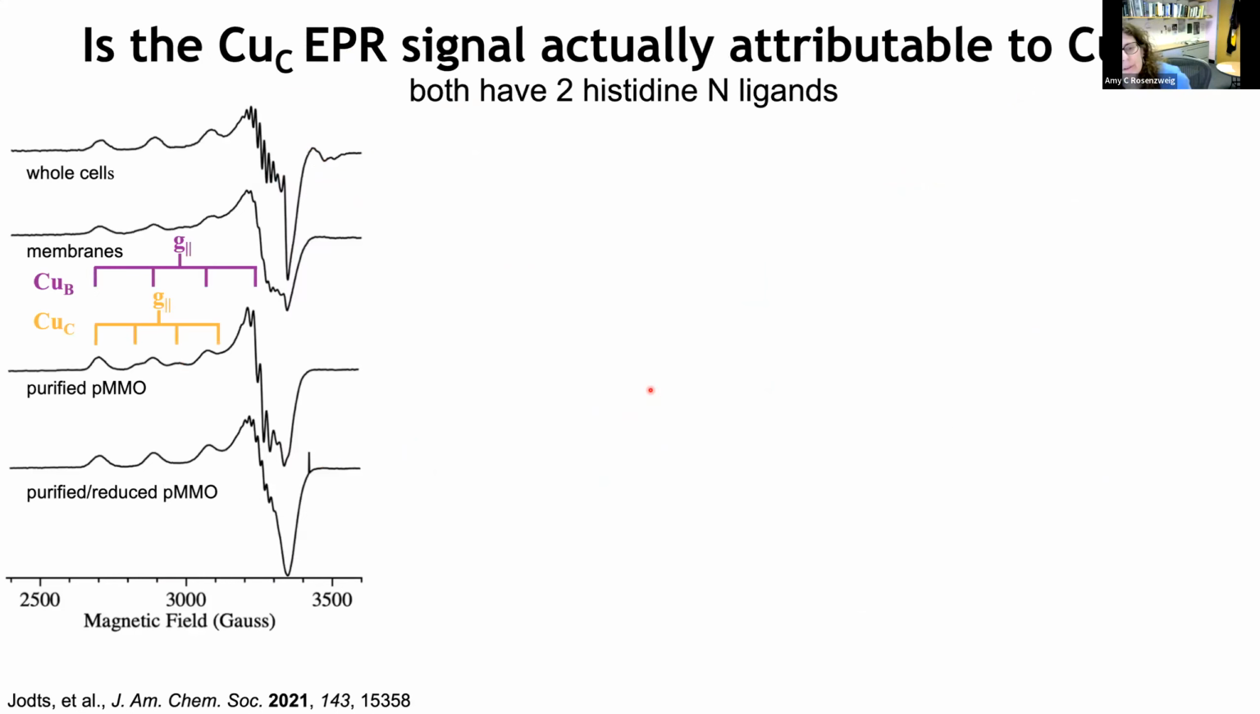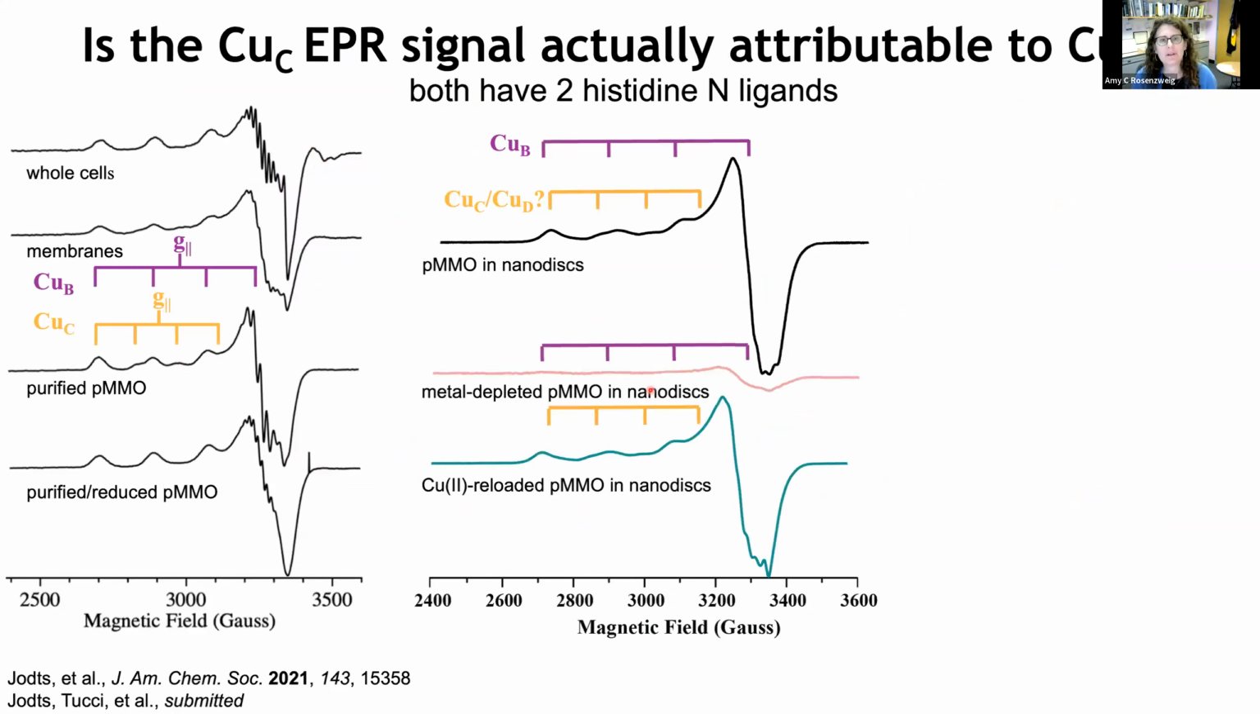So to address this question, Frank Tucci in my lab and Ricky Jodds, a joint student between my and the Hoffman labs, set out to do a very controlled experiment where they would compare the EPR spectra and the cryo-EM structures of parallel samples prepared in these native lipid nanodiscs. And so what they did was they took an EPR spectrum of the PMMO in nanodiscs, and it exhibited 2 EPR signals that we ordinarily would have said, oh, it's copper B and copper C, but maybe it's copper D.